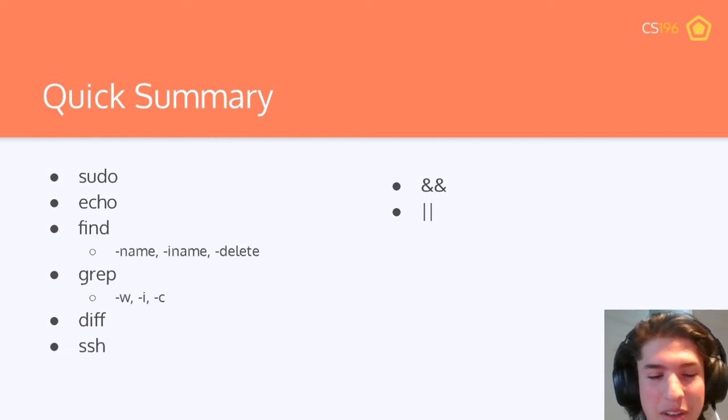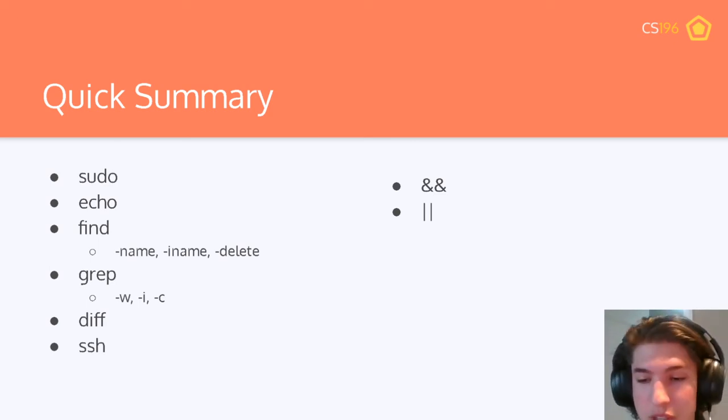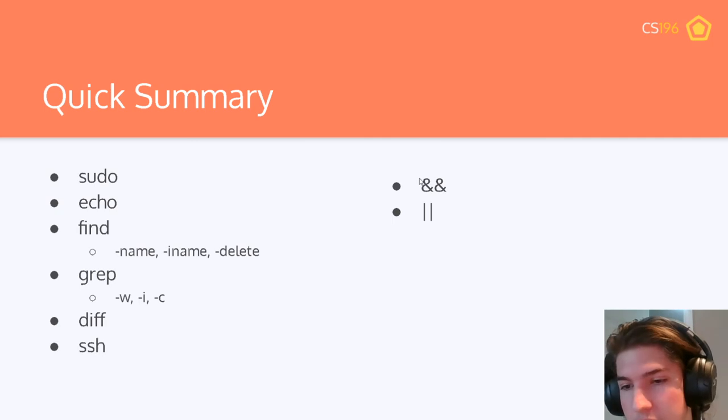The diff compares two files and prints out the differences between those two files. SSH, again, is this great tool to do secure shell, so using someone else's shell remotely on a different computer, which is useful for a variety of reasons. Maybe that computer is more powerful than yours for some reason. And then we also learned about the logical operators and double pipe.